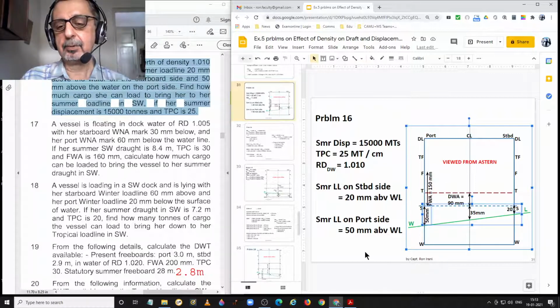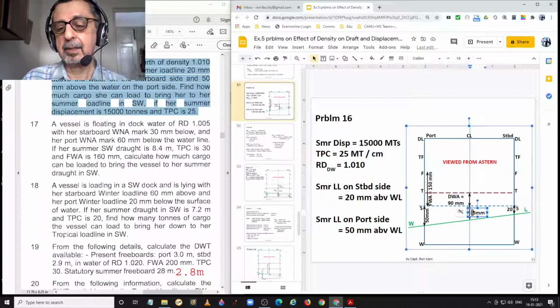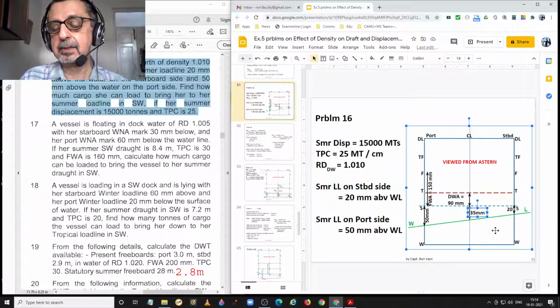As I explained to you earlier in the previous problem, when both sides are above the water line, you have to add the two numbers and divide by 2 to get the value of how many millimeters above the water line the summer load line will be on your center line. Thus we see 50 plus 20 divided by 2 equal to 35 millimeters. Thus on the center line, your summer load line is 35 millimeters above the water line.